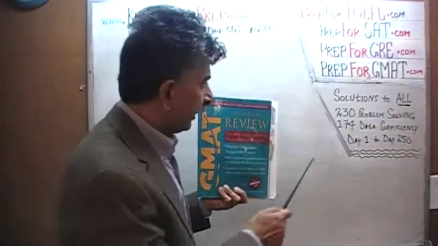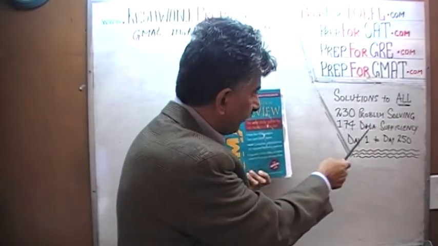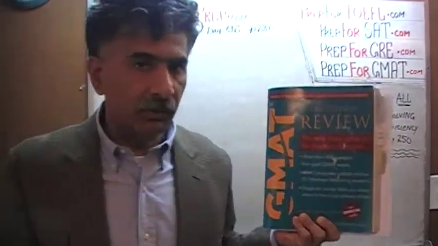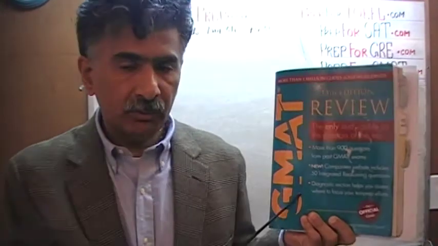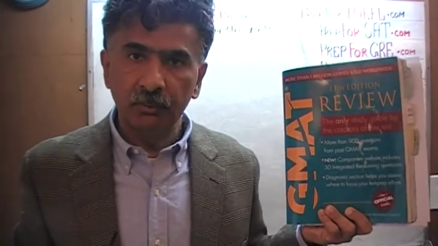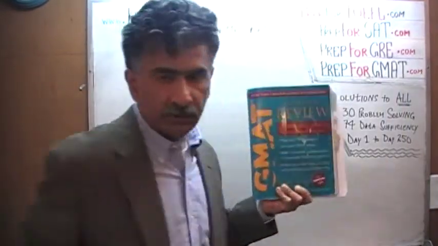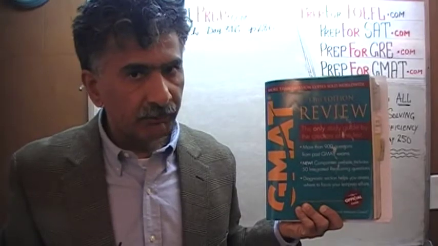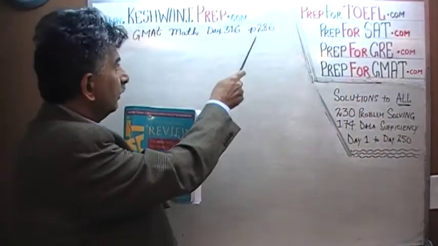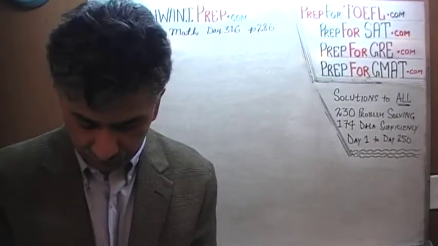The book contains 230 problem solving questions. It has 174 data sufficiency questions. We have already solved every single math problem from this book. If you're interested in watching any of the original solutions to the problems, you will find them from day number 1 through 250. Right now we are in the middle of redoing the problems and we are on page number 286. Please turn to it, page number 286.